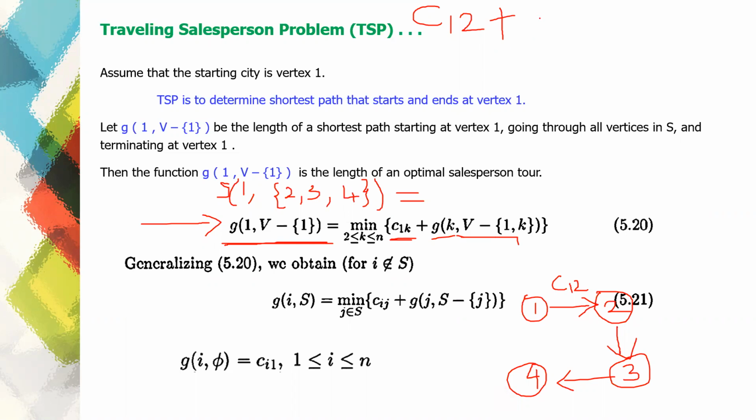plus G of, now your starting city will be 2 because right now you are at city number 2. So now again you have to find out the cost function, but the parameters are going to change. Now the starting city is 2 and the remaining cities to which you want to find the shortest route are 3, 4. In this way, the formula is a recursive formula, the process itself is a recursive process.